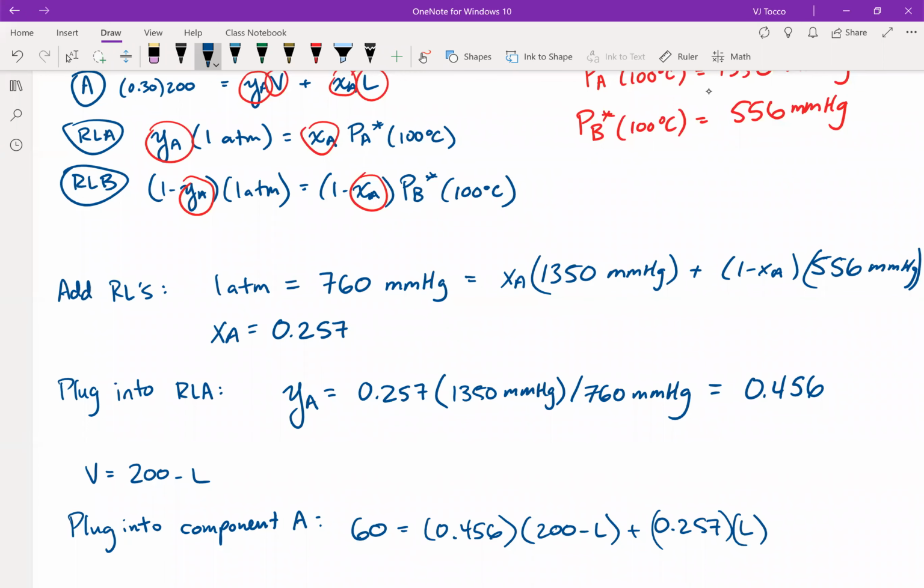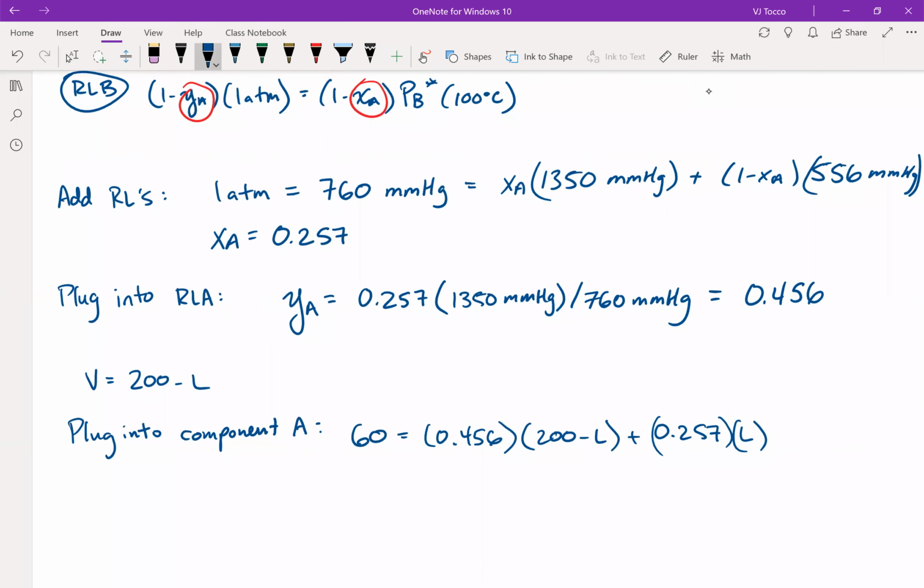Just performing a little bit of algebra can get me to solve for L. So this is, again, my component A material balance with all the things that I know plugged into it. I'm just going to calculate what L is. My answer here is 157 moles per hour for L, and now I can go back and plug that in for V, which is 200 minus L. And solving for V then gets me 43 moles per hour.